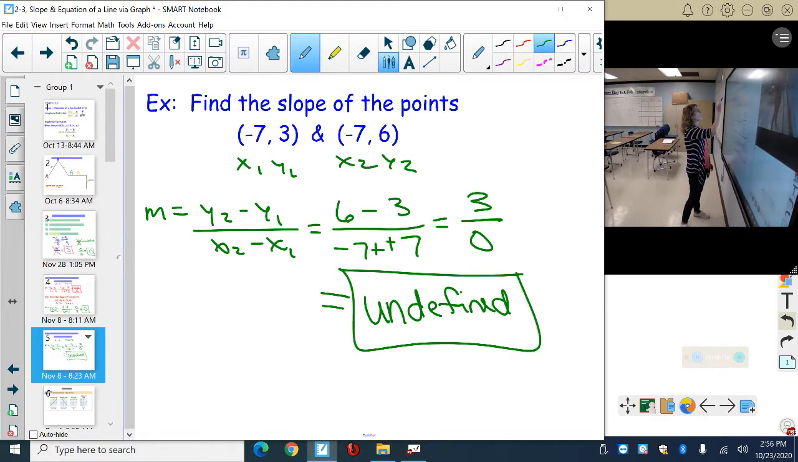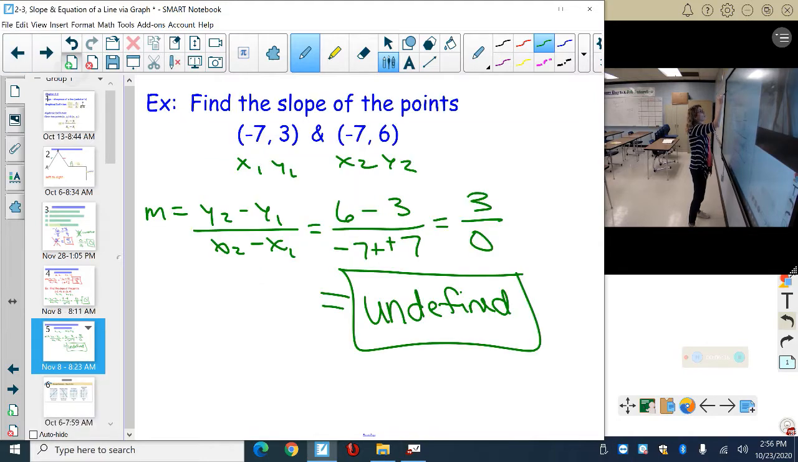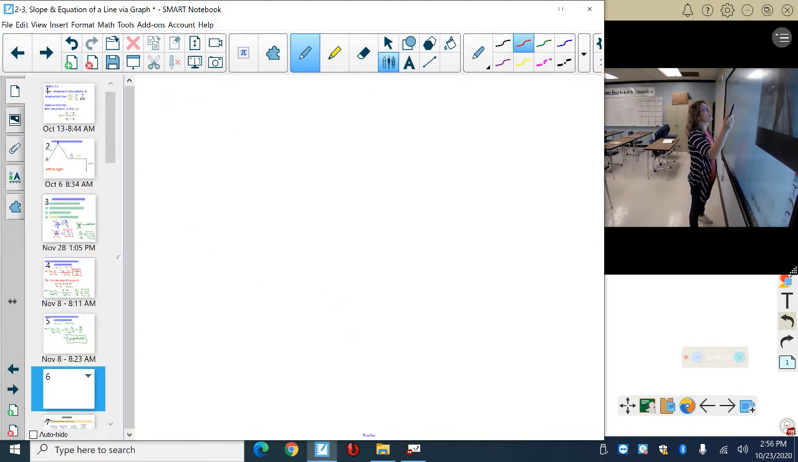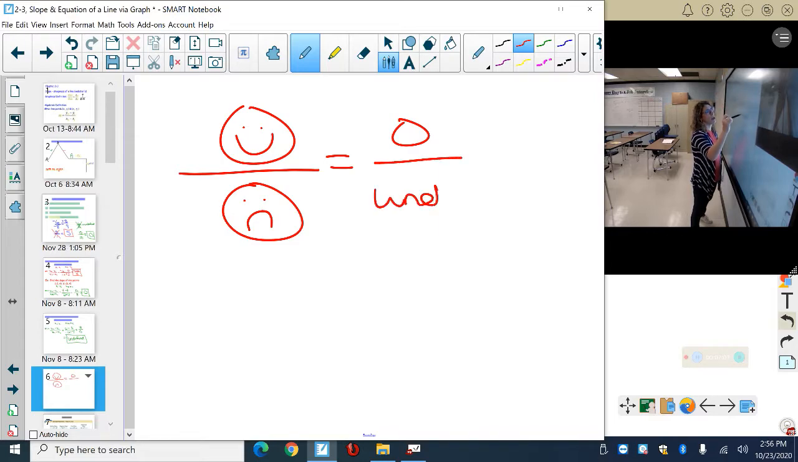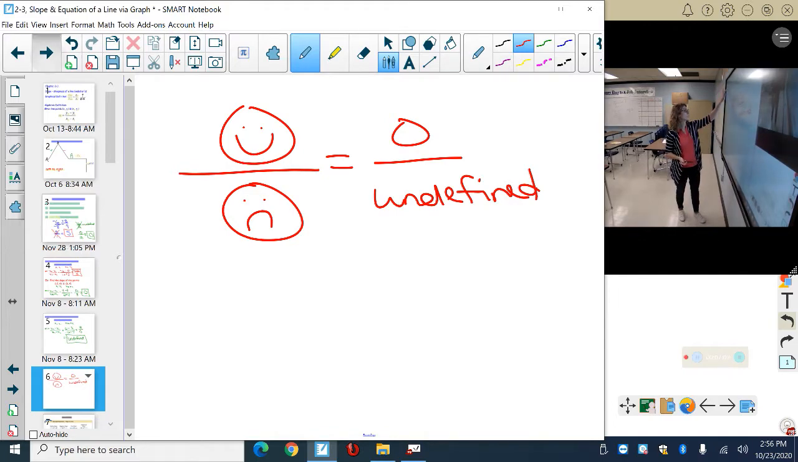Little side note, if you are struggling with the difference between 0 in the top versus 0 in the bottom: 0 in the top is happy, 0 in the bottom is sad. Good versus evil, demon denominator, I don't know how you want to put it. Okay? Happiness over sadness. This is equal to 0, this is equal to undefined. Okay? That's what I need your brain to remember.